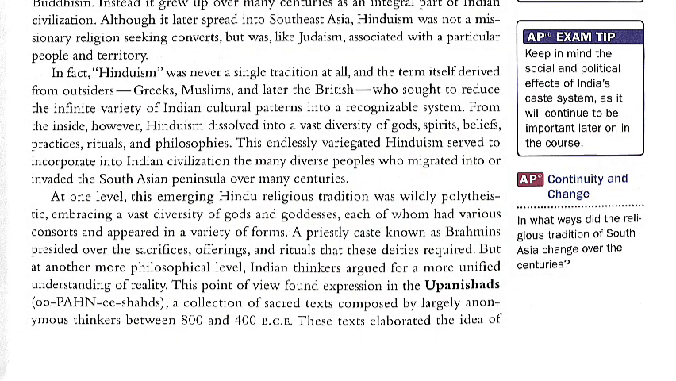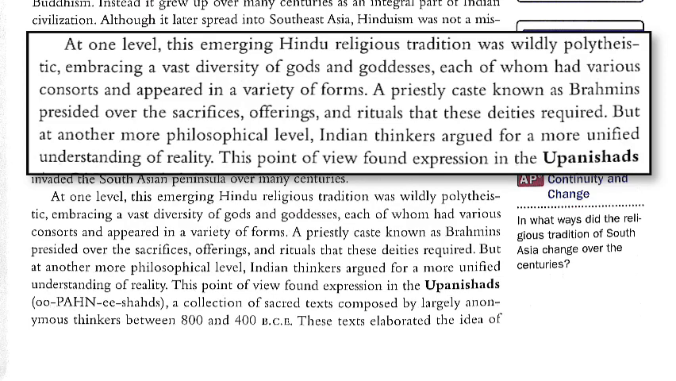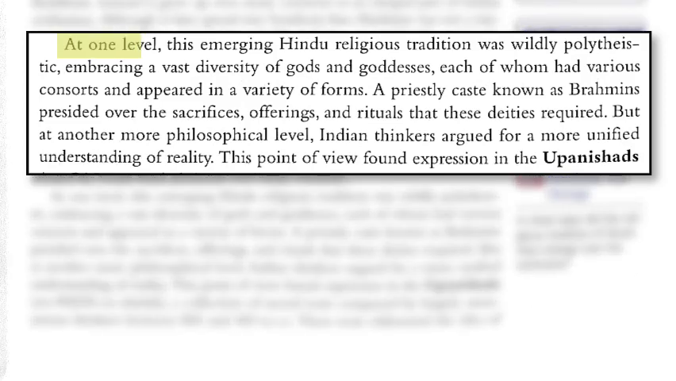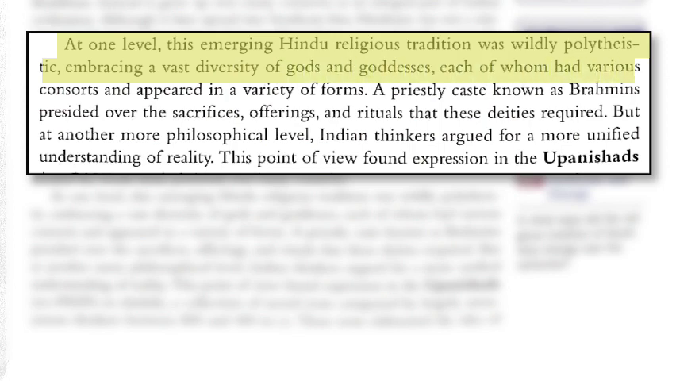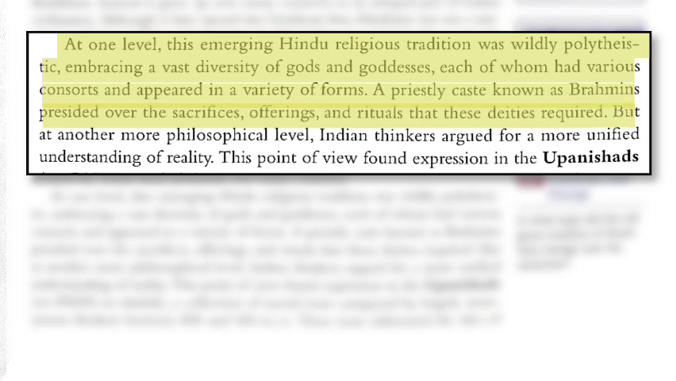Okay, so we're going to take a look at a pretty dense piece of text and see what we can do with it. In this text, the author says the following. At one level, this emerging Hindu religious tradition was wildly polytheistic, embracing a vast diversity of gods and goddesses, each of whom had various consorts and appeared in a variety of forms. A priestly caste known as Brahmins presided over the sacrifices, offerings, and rituals that these deities required. But at another more philosophical level, Indian thinkers argued for a more unified understanding of reality.